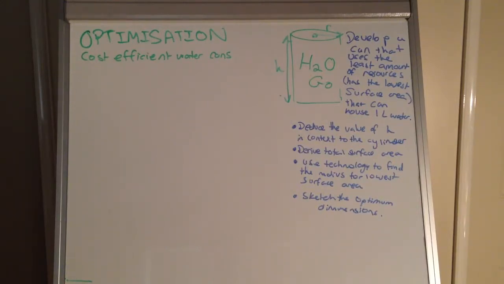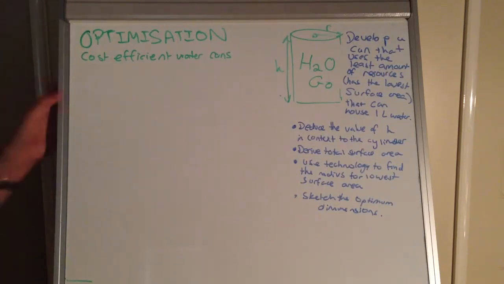So there's a few things we need to consider, and I've listed a few checkpoints down the side. From this, we'll be able to find the optimum dimensions to get that least amount of resources, so H2O Go is going to be happy with putting out their cans to the public, knowing that they're making the most profit they possibly can.